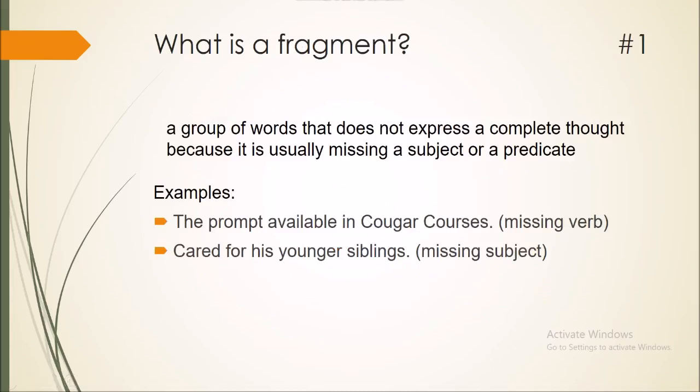The first thing that we would like to talk about today is a fragment. So what is a fragment? It's a group of words or a sentence without a verb or subject. We call it a clause or phrase, but we don't have a verb or subject. For example, the prompt available in Cougar courses. Here we don't have a verb. Cared for his younger siblings, we don't have a subject.